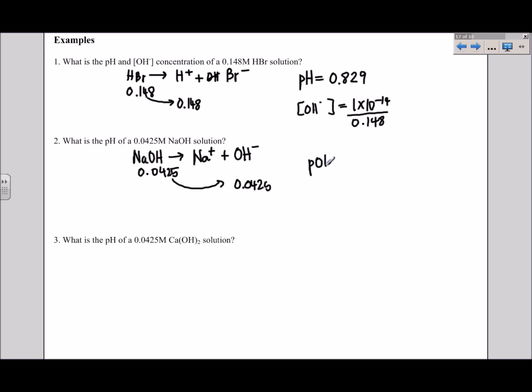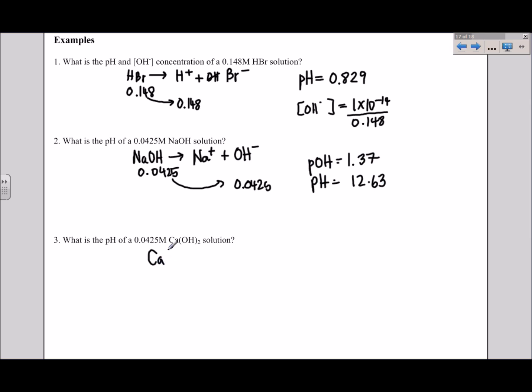I've got the hydroxide concentration this time, so I can't find the pH directly. I can find the pOH first, and then subtract from 14 to find the pH to be 12.63.